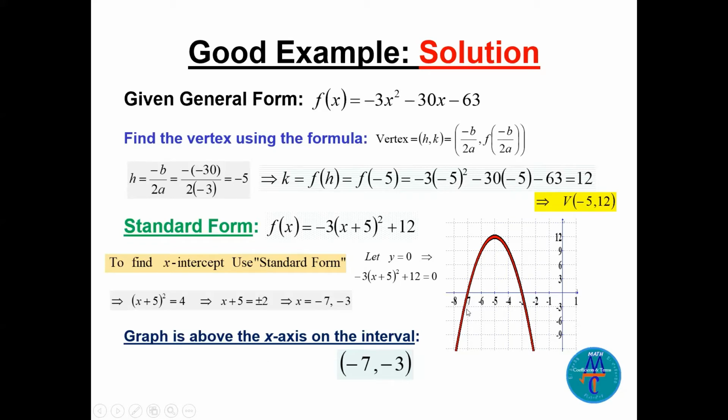You can find another question where the graph is below the x-axis: from minus infinity to minus 7 open, union minus 3 to infinity also open.